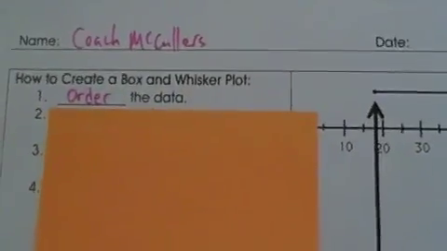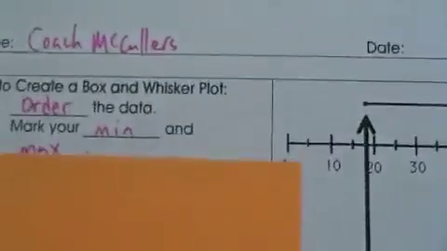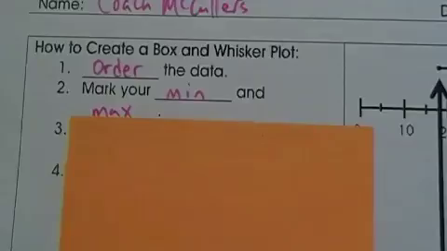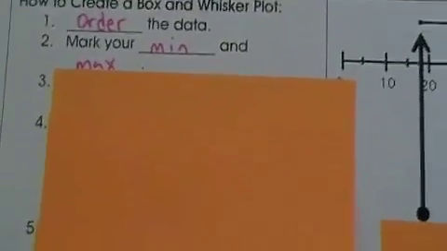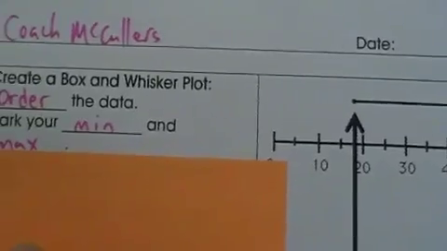Step one is you have to order the data. Whatever the data is, you put it in order from least to greatest, smallest to biggest. Step two is you need to mark your minimum value and your maximum value. It's not too bad so far.